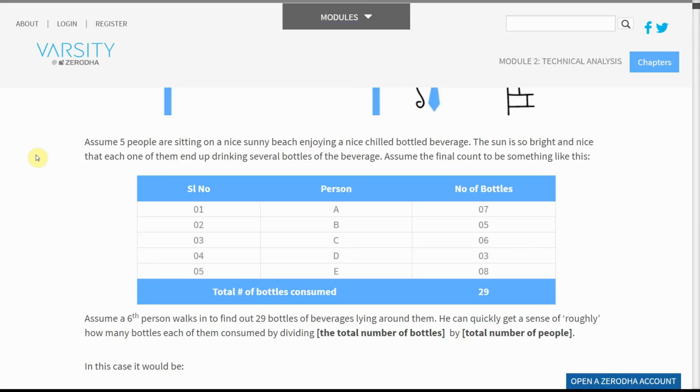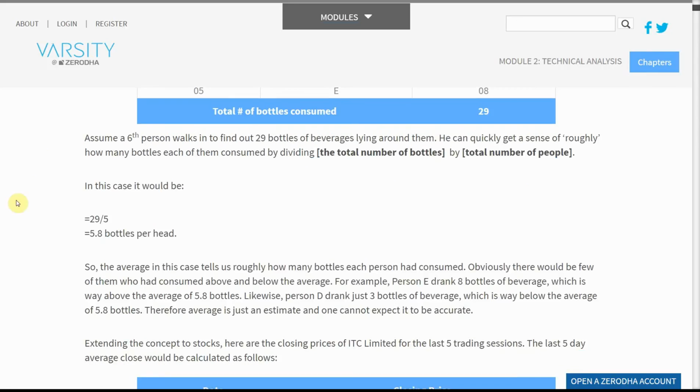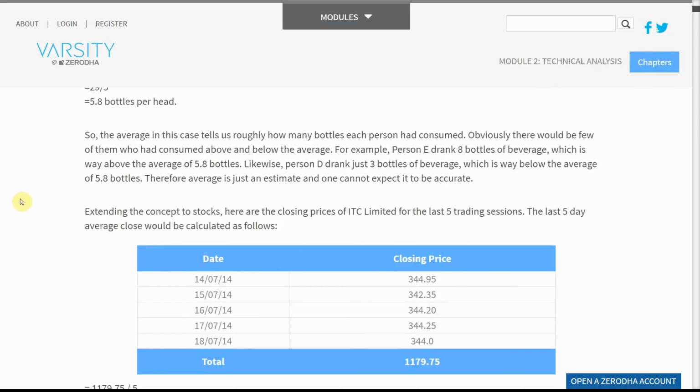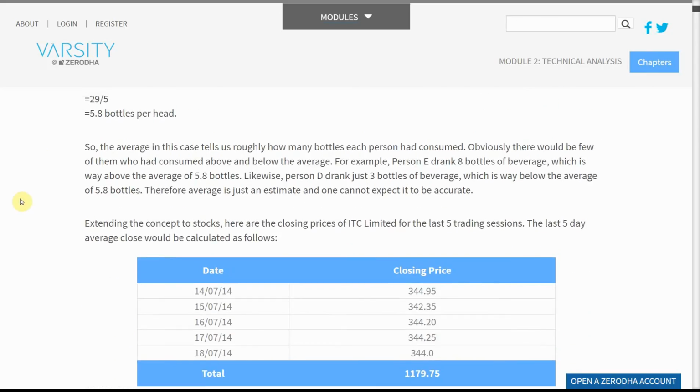Assume a 6th person walks in to find 29 bottles of beverages lying around them. He can quickly get a sense of roughly how many bottles each of them consumed by dividing the total number of bottles by the total number of people. In this case it would be 29/5 equals 5.8 bottles per head. So, the average tells us roughly how many bottles each person had consumed.